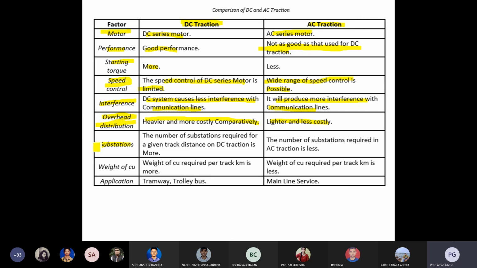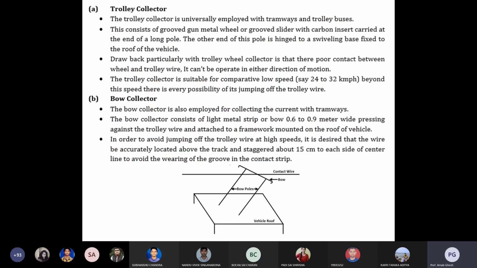Substations: the number of substations required for a given track distance is more in DC traction, and less in AC traction. The weight of copper required per track kilometer is definitely more in DC and less in AC. Why? Basically the skin effect. Okay, applications: tram, trolleybus, mainline sites. These are all the very basic comparisons of those tractions.